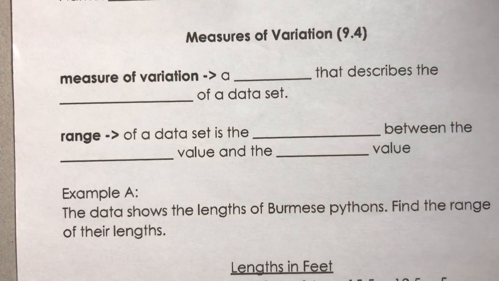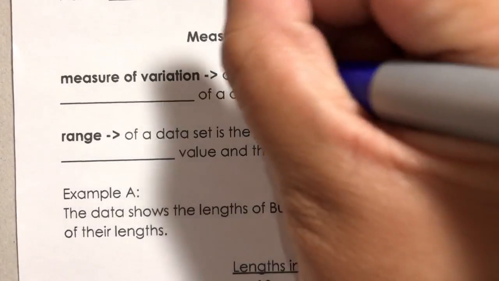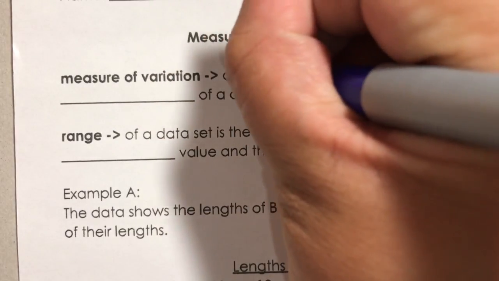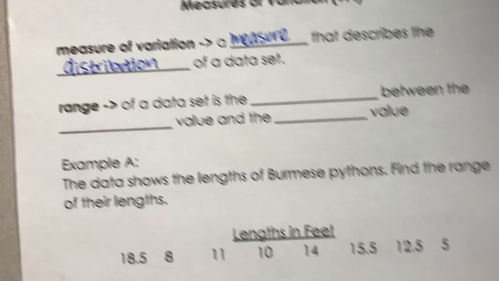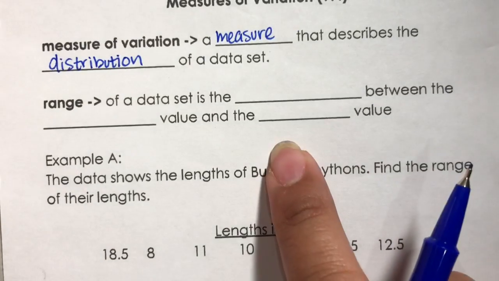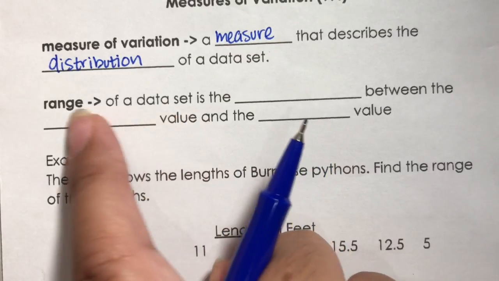Alrighty, hello everybody. So this is part one of our measures of variation notes. To begin, you might be wondering, what is a measure of variation? A measure of variation is a measure that describes the distribution of a data set.